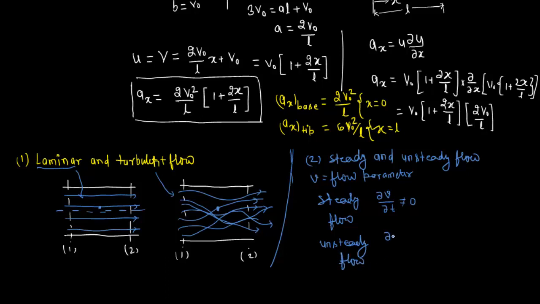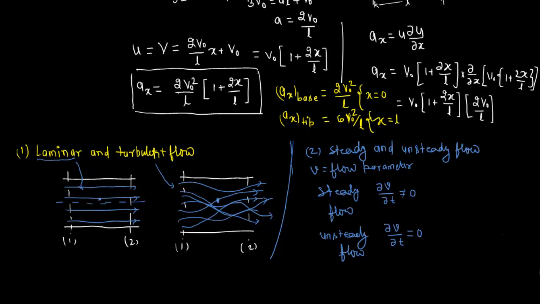Now, if the flow is unsteady flow, in that case the flow parameters will vary with respect to time. The parameter will change over the time interval. Let's suppose at time t equals 1 the velocity is 2 meters per second, but at time t equals 5 the velocity is 10 meters per second. So velocity is varying with respect to time in case of unsteady flow, but in case of steady flow the flow parameters are not varying with respect to time. Okay, so the point is clear.